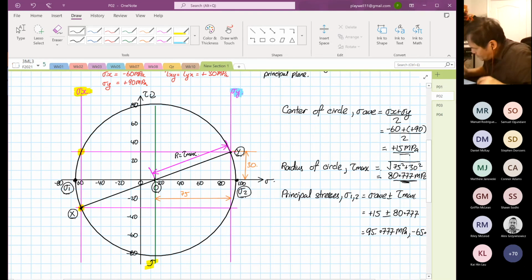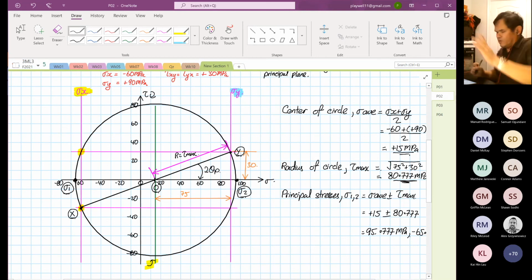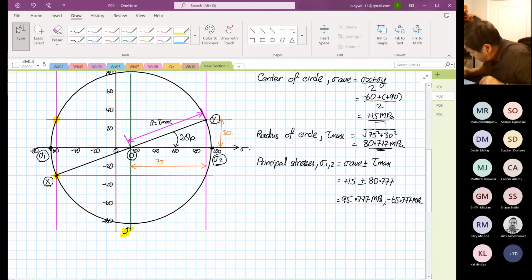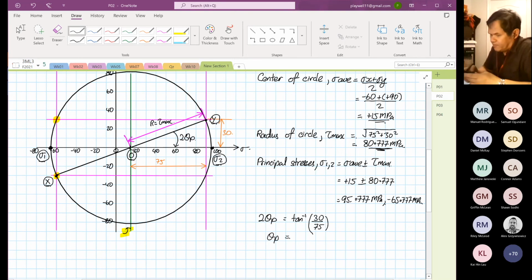So now we want to know what is the angle to reach where the shear stress is equal to 0, and we're going to call this angle 2 theta p. I'll tell you why 2 theta p later on. So to find 2 theta p, this is equal to inverse tangent of 30 divided by 75. And then theta p is equal to inverse tangent of 30 divided by 75, divided by 2, which is 10.9 degrees.